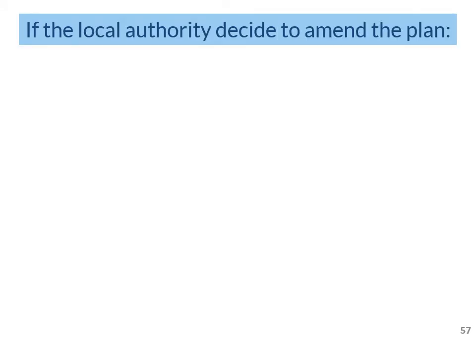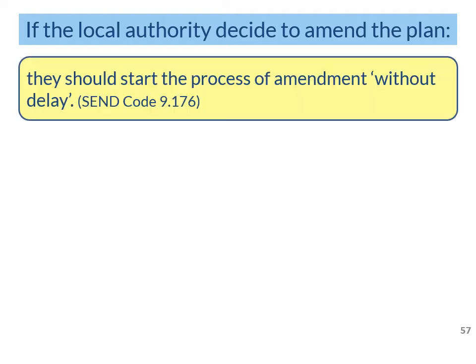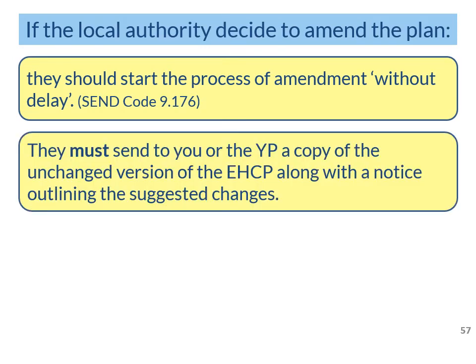If the local authority decides to amend the plan, the SEND code says they should start the process of amendment without delay. And they must send to you or your young person a copy of the unchanged version of the EHC plan, along with a notice outlining the suggested changes, so that it's clear to you what the changes will look like. And the SEND code says that you or your child may request a meeting with the local authority to discuss the proposed changes.